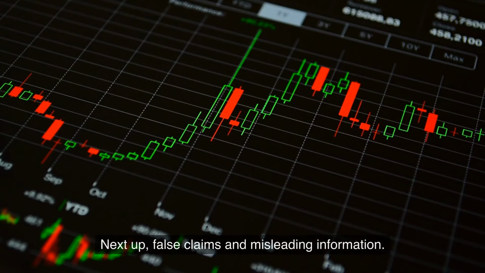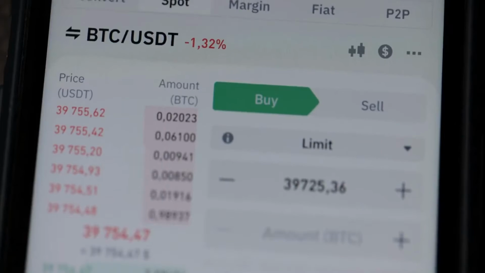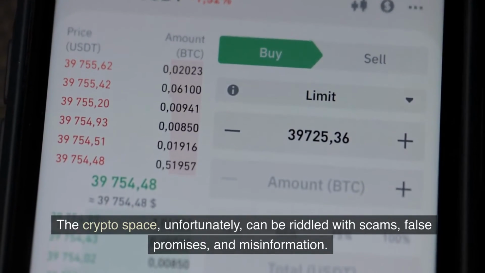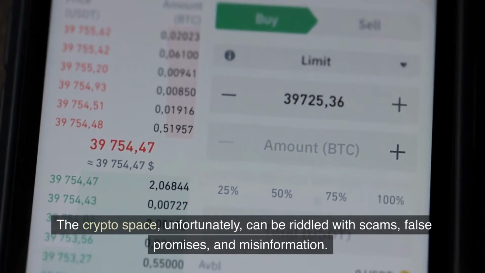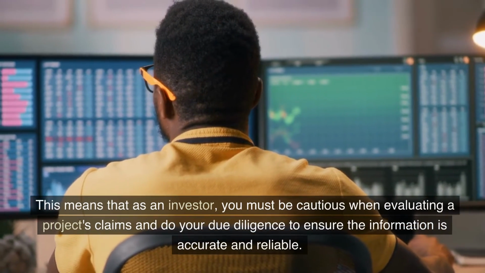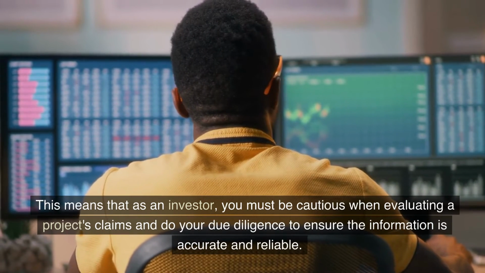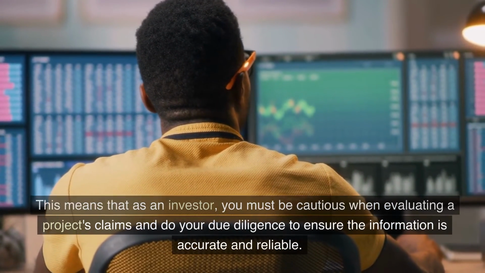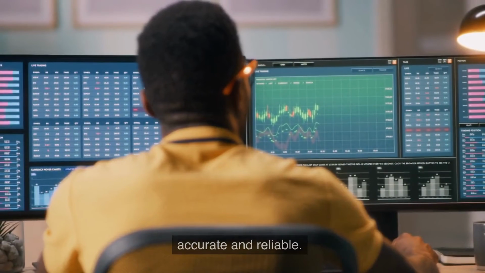Next up, false claims and misleading information. The crypto space, unfortunately, can be riddled with scams, false promises, and misinformation. This means that as an investor, you must be cautious when evaluating a project's claims and do your due diligence to ensure the information is accurate and reliable.